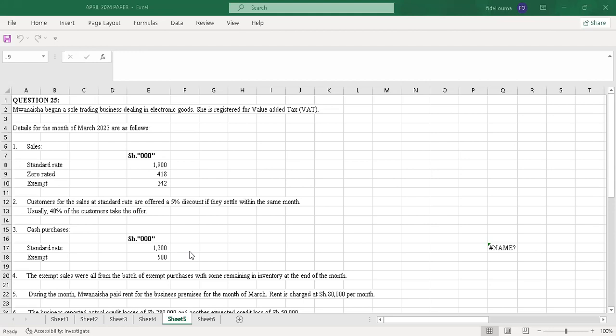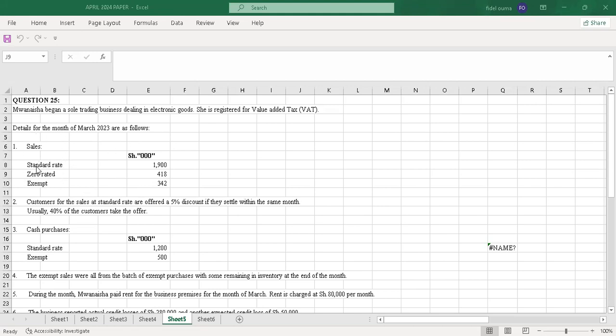So today I'll do a question on VAT, which was tested in April 2024, question 25. I'll read the question. Mwanaisha began a sole trading business dealing in electronic goods. She's registered for value-added tax, that's VAT. Details for the month of March 2023 are as follows.